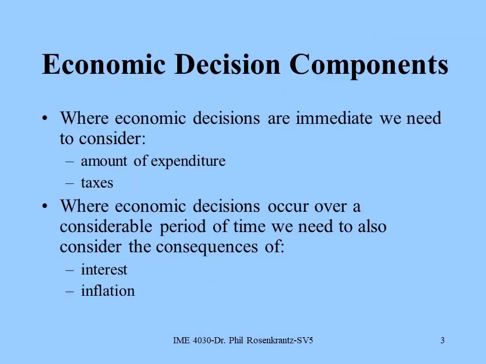Let's go to slide number 3. Put a little context on what we're doing here. Referring to economic decision making, if we're making a decision where we're trying to deal with immediate needs and there's not a lot of time involved, then our big concerns are things like how much are we spending and what are the tax consequences. And we'll be talking about taxes in some of our later chapters. But where our economic decision occurs over a period of time, in other words, we're talking about a project with a life cycle of 2, 3, 4 years, 10 years, 100 years, then the amount of the expenditure and taxes are certainly concerns. But interest and inflation become big concerns, if not the biggest concerns. So keep that in mind.